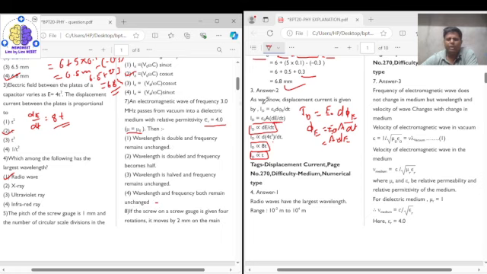So the frequency of the electromagnetic wave does not change in a medium, but the wavelength and the velocity of the wave change with the change in the medium. The velocity of the electromagnetic wave in vacuum is given by c is equal to 1 by root of mu naught into epsilon naught, which is equal to frequency into wavelength in the vacuum.